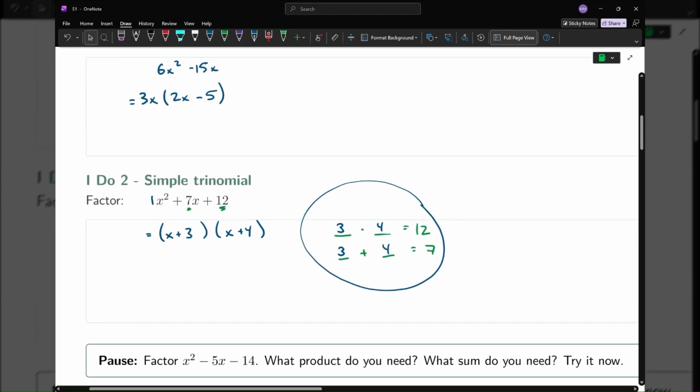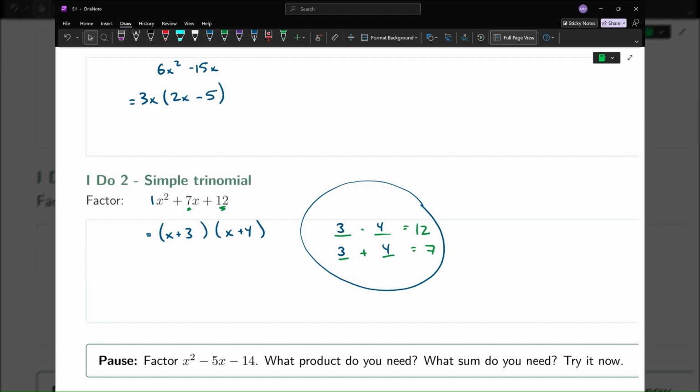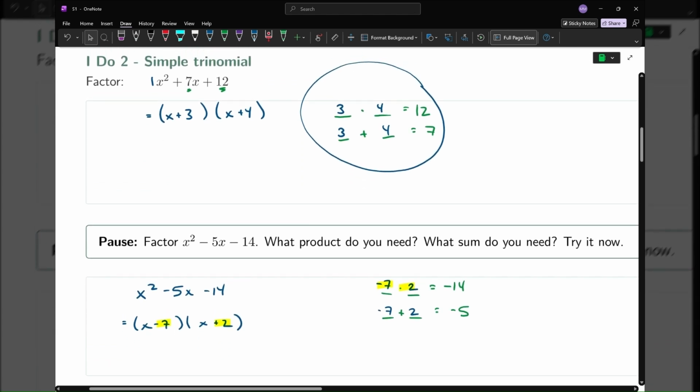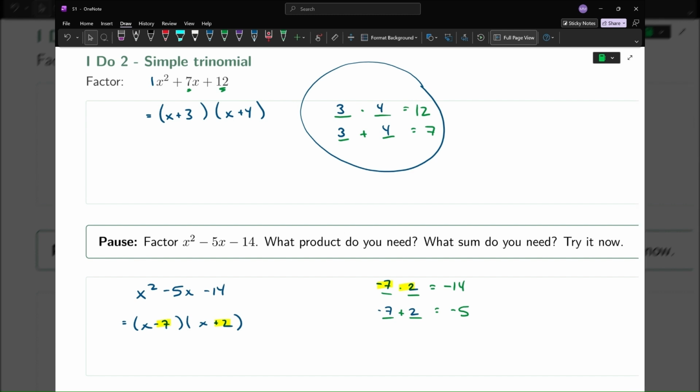So now here's one for you. I want you to factor x squared minus 5x minus 14, and you're asking yourself, what product do I need? What sum do I need? And then try it. Pause the video, and we'll come back for this one together. And there you go, x minus 7, x plus 2. And remember, as always, you can use the distributive property to check the answer if you need to. That's perfectly fine.